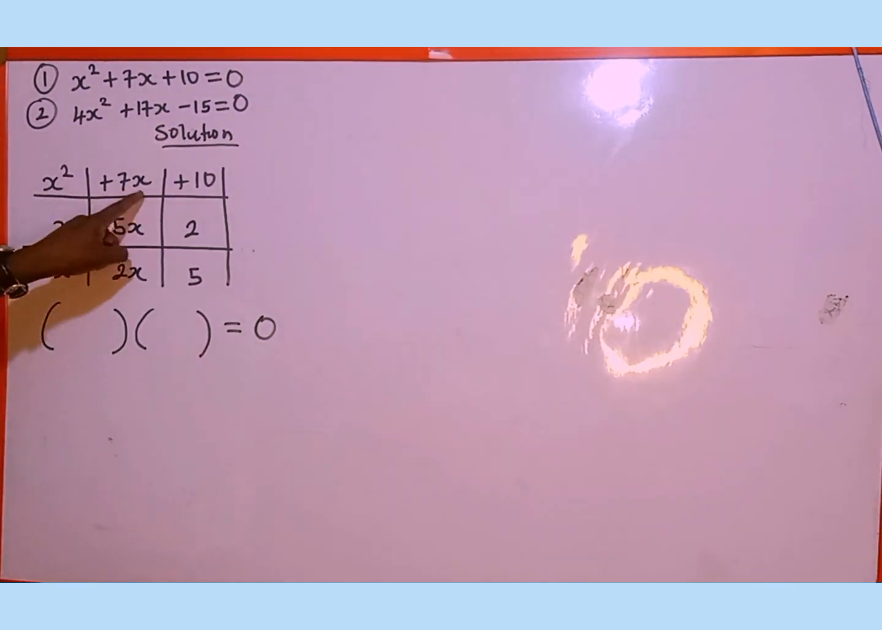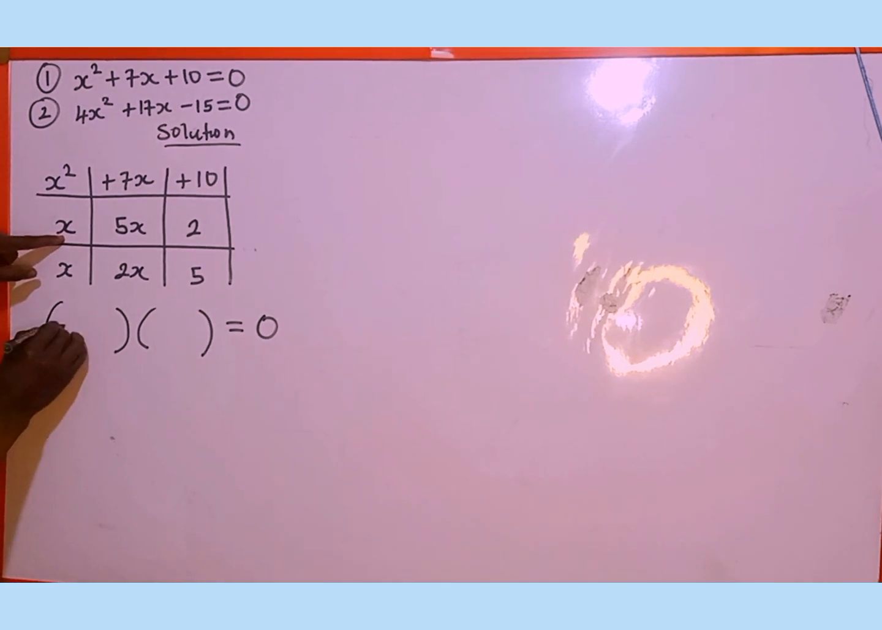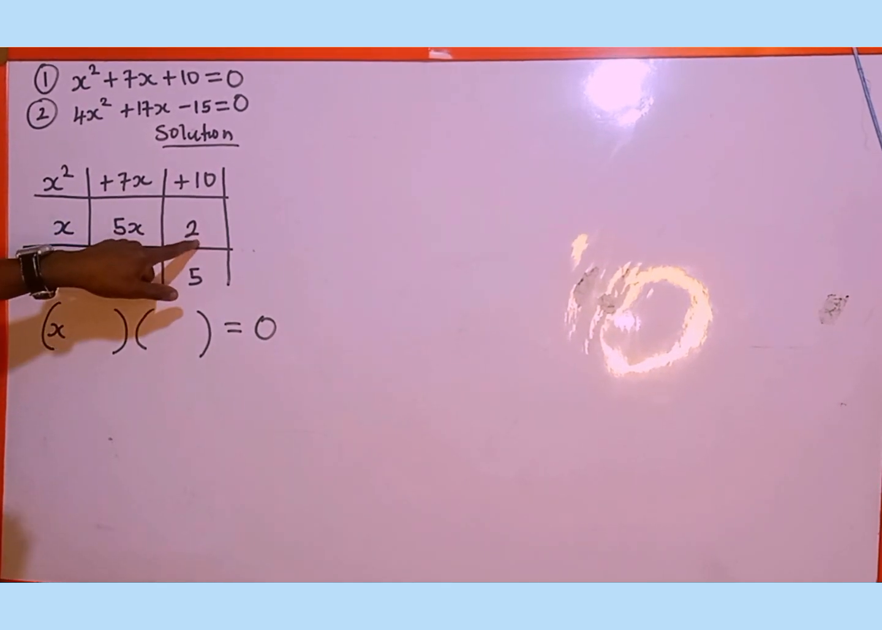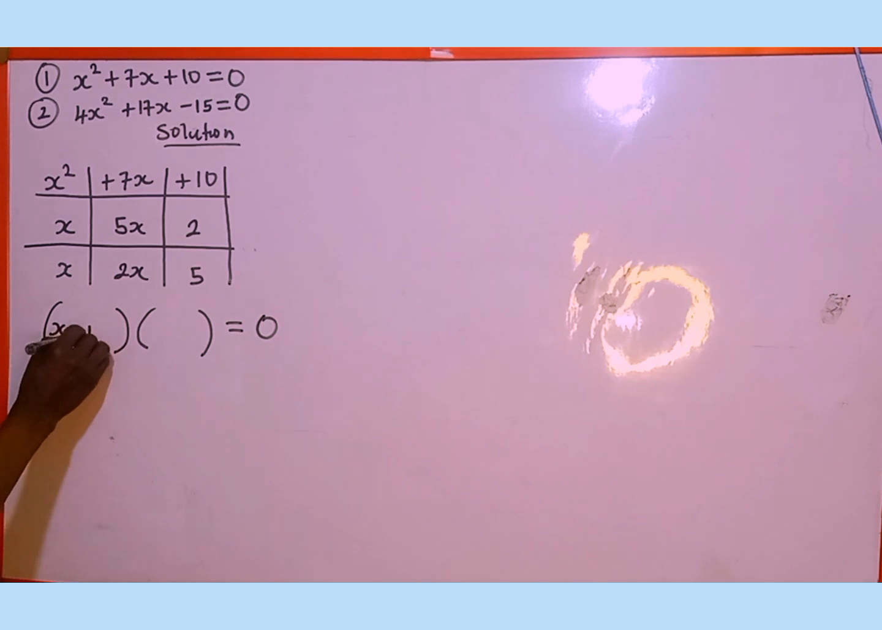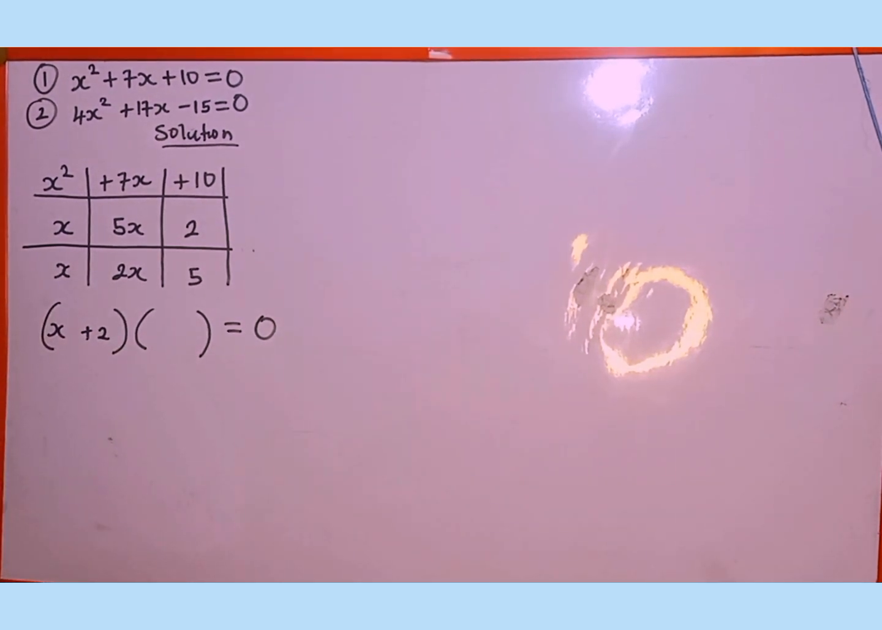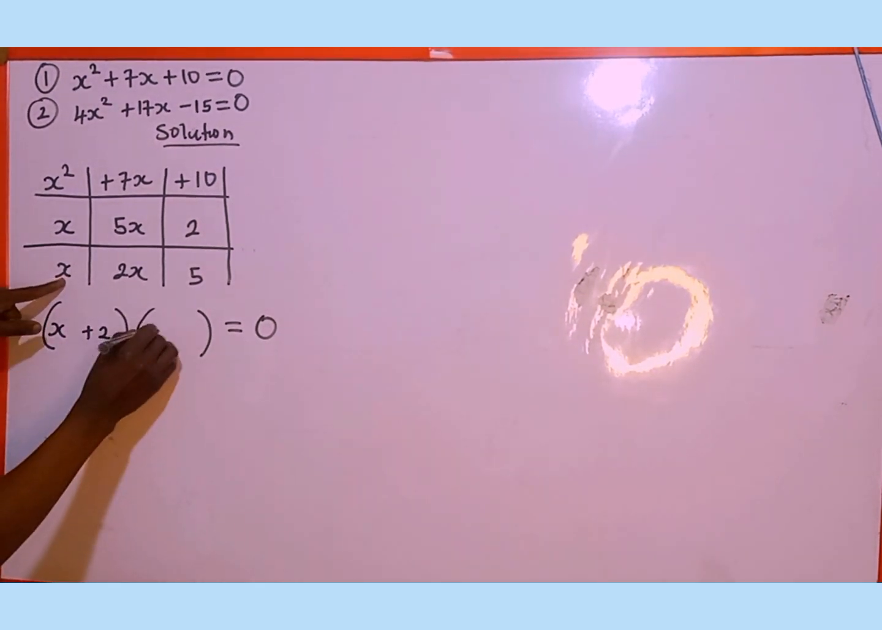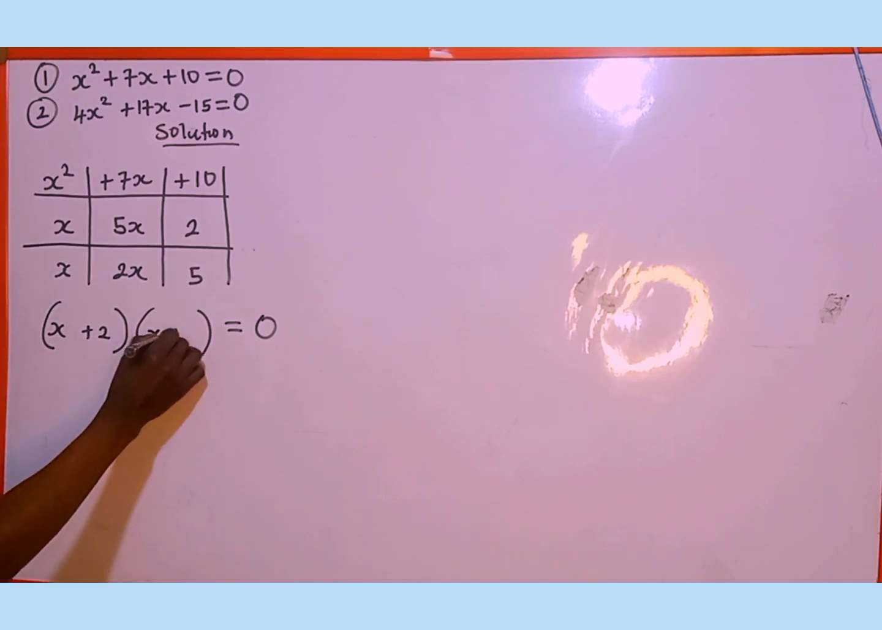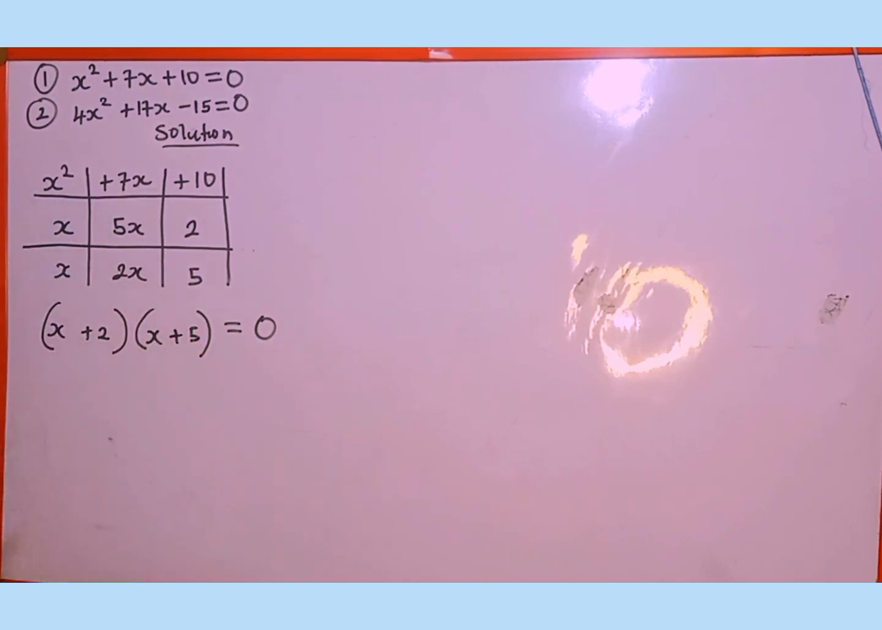Remember, the variable here is x. So you write this first x, then add it to the last column, which is positive 2. Also, you do the same thing: come down, write this x here, then add it to the last column, which is positive 5.